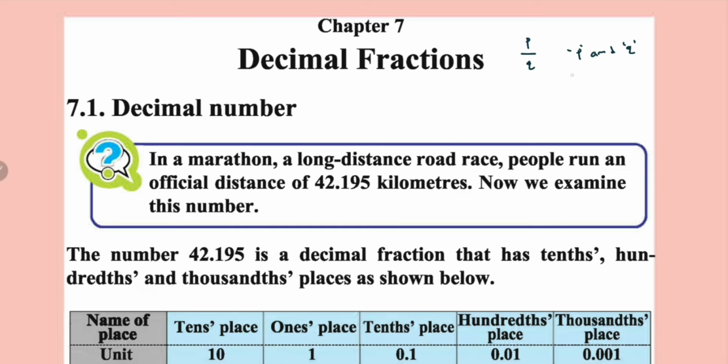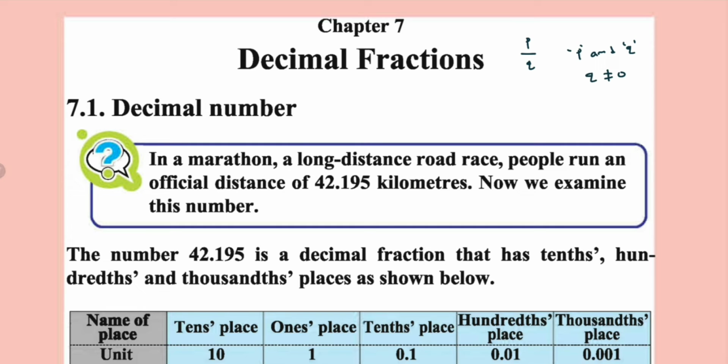Here the condition is q should not be equal to 0, since the number becomes undefined if q becomes 0. Anything divided by 0 is infinite or undefined. That's why q shouldn't be 0. This is the definition of a normal fraction.